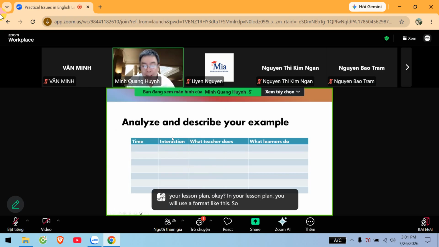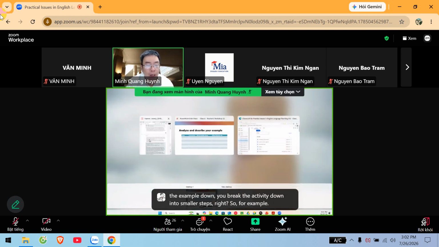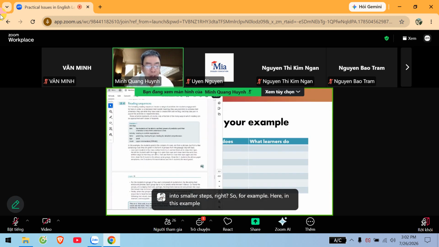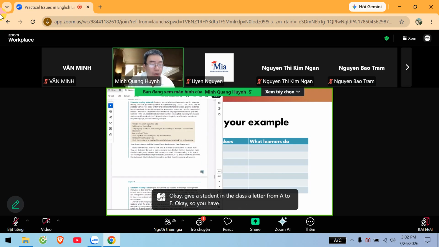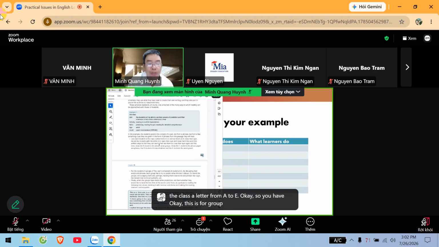So first of all, you break the activity down into smaller steps, right? So for example, here in this example, you can break it down. First, the teacher gives each student in the class a letter from A to E. Oh, okay, this is for grouping. So first of all, you group students, right? So you write in here grouping students, you put students into five groups, right? And then ask them to close their eyes, right? And you put it in here, right?